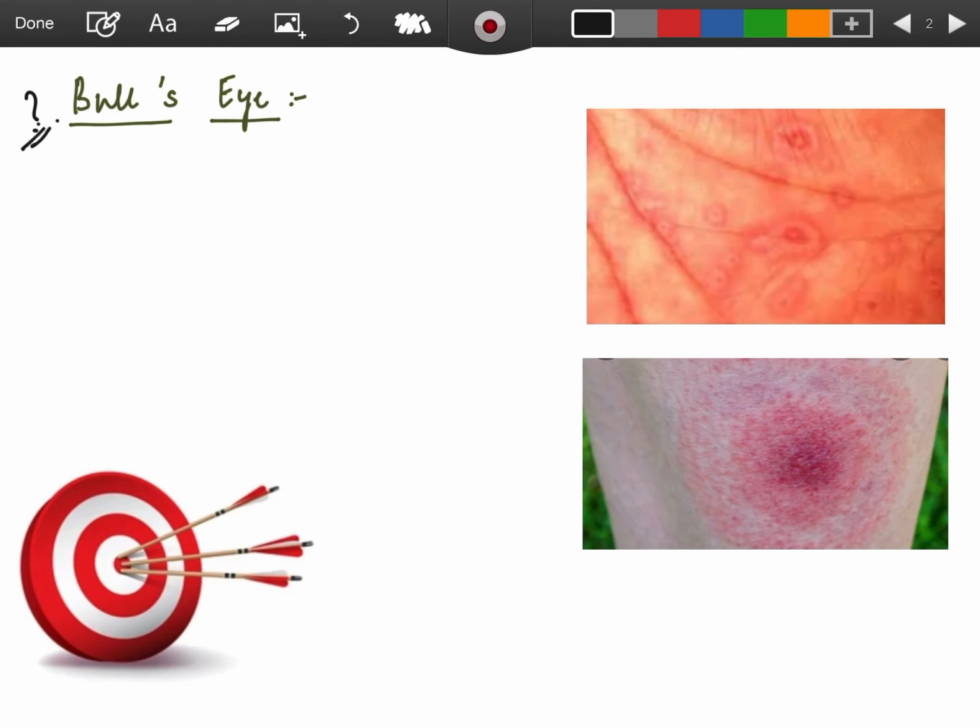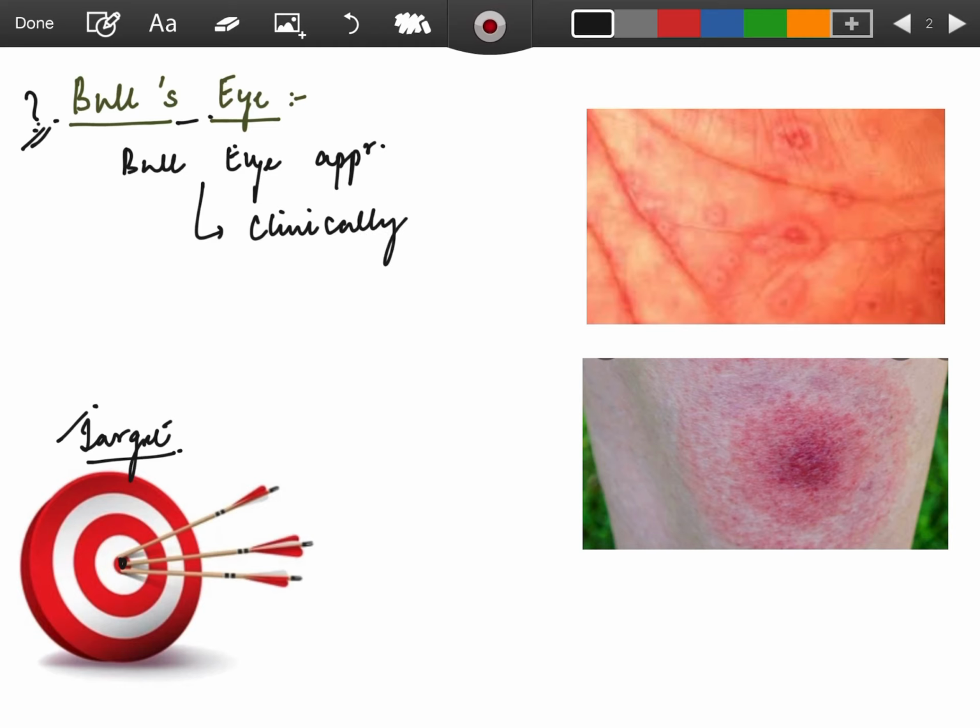So coming to the next one, this is the bullseye. You are well aware of the bullseye. What is bullseye? This is a target, central target. So it is called a bullseye. So bullseye appearance is seen clinically in a disease called erythema multiforme.